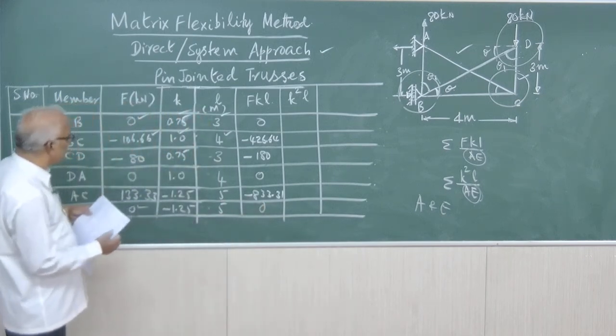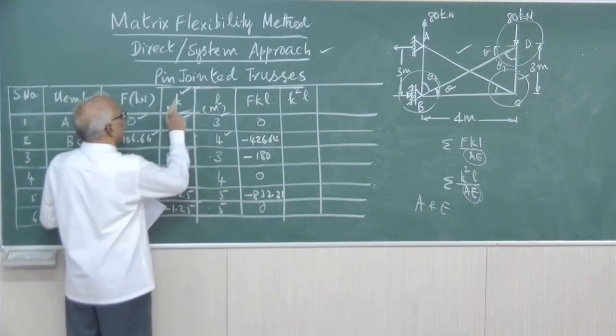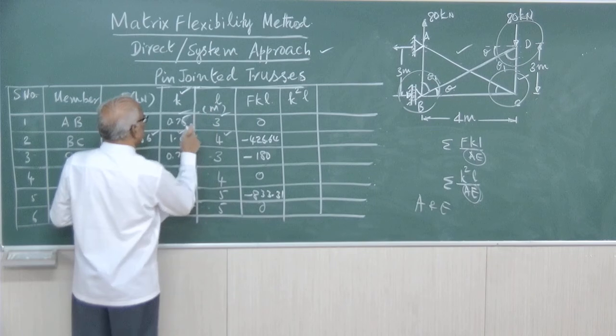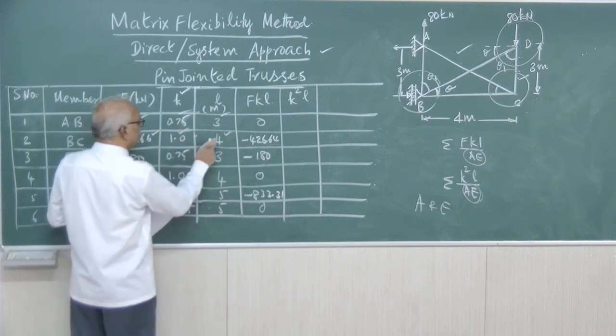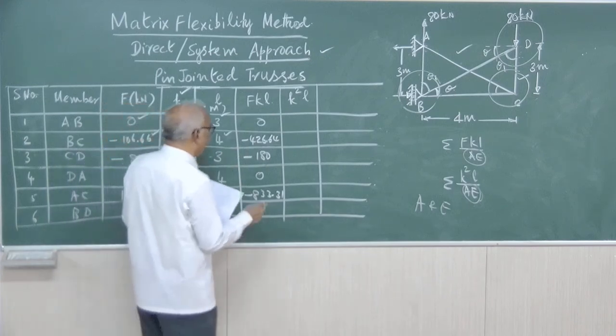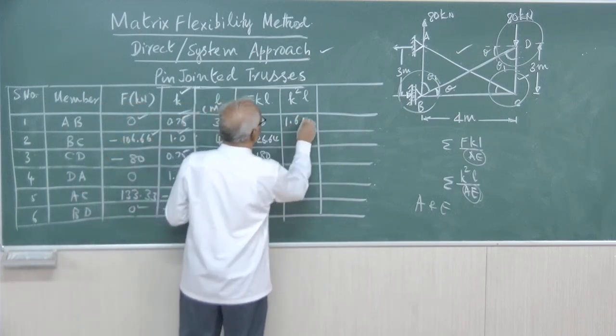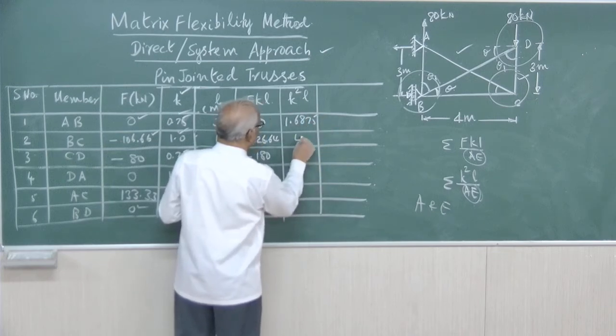So that is only calculation. Similarly, we have the k value. So we have to find out k square L. For example, when we take this, k square will be 1, L is 4, so that will be 4. Therefore, this is 1.6875. These are all only calculations. Values are available in the table.